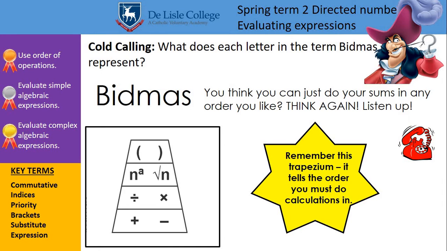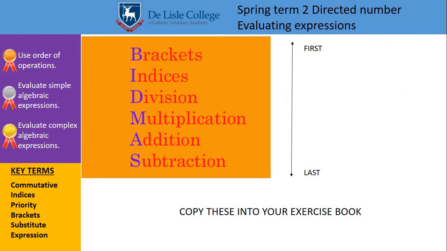So BIDMAS, first of all, the B stands for brackets, I for indices. Now, indices are the one that most people will struggle with and perhaps struggle to remember. Indices are your powers. So that's the little number that goes above. So, for example, when we say 2 squared, that little 2 in the top right above it is your indice. It's your index number. Indices are simply the plural of index. Okay, so that could be squaring a number or perhaps even square rooting, cubing or cube rooting.